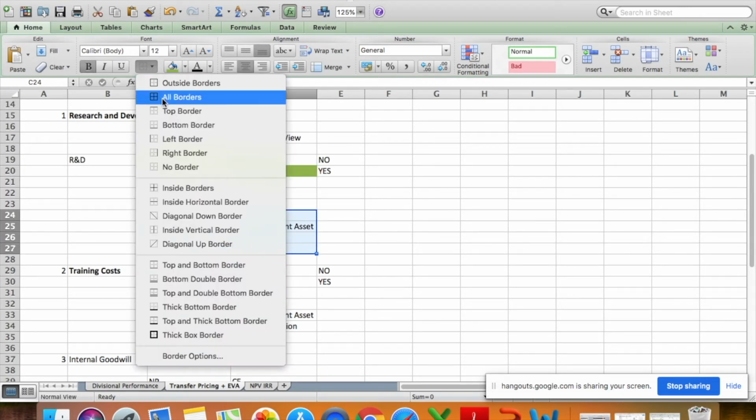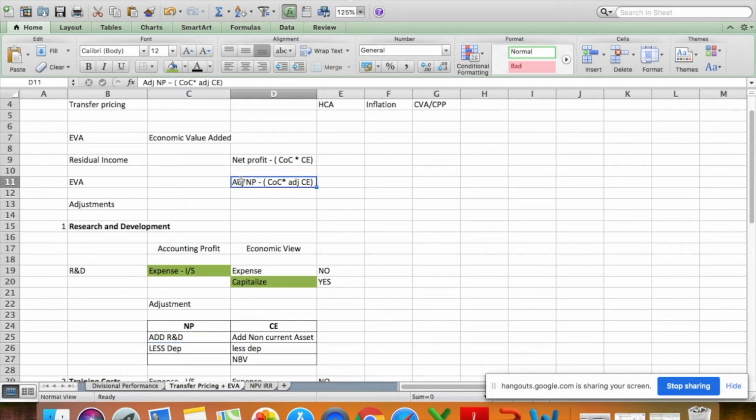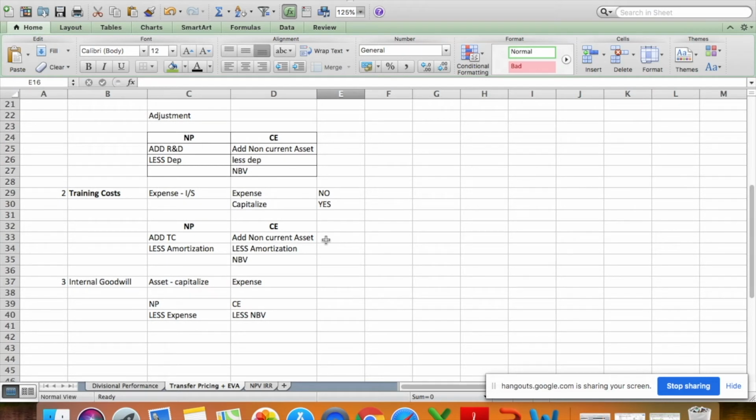Again, I'm going to format it a bit. So in R&D, I showed you the table that explains the major adjustment, right? Similar is the case with internal goodwill. In internal goodwill, the adjustment to the net profit and capital employed is the opposite of research and development, right? I'm not going to stress more on that because it's a very minute detail. Coming back to internal goodwill, you will deduct the expense from net profit and you will deduct the net book value from capital employed, right?